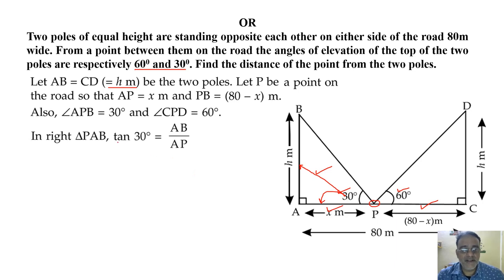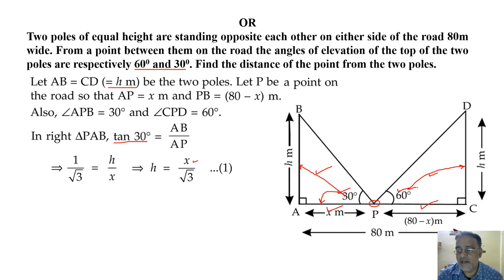Right. Now what is the value of tan 30 degrees? 1 by root 3. And we have taken h upon x. ठीक है तो यहाँ पे cross multiply h is equal to x upon root 3, क्योंकि हम लोगों को x निकालना है यहाँ पर. So we will compare h from the two equations. So second equation, now I am going to take in triangle PCD, tan 60 degrees is equal to opposite upon adjacent, right?